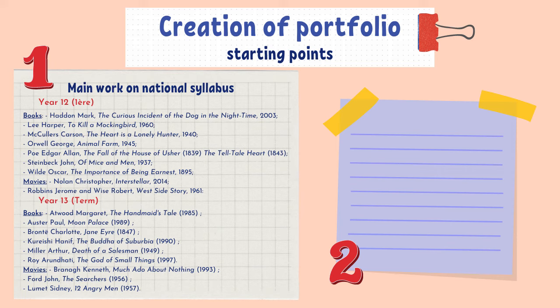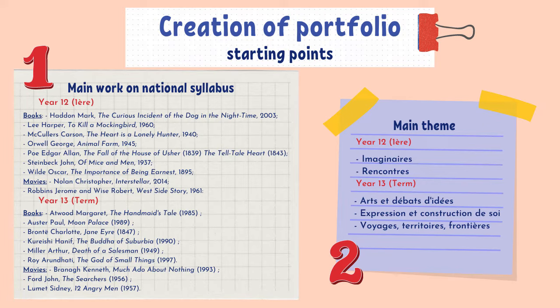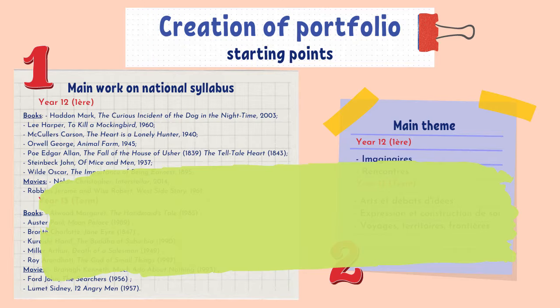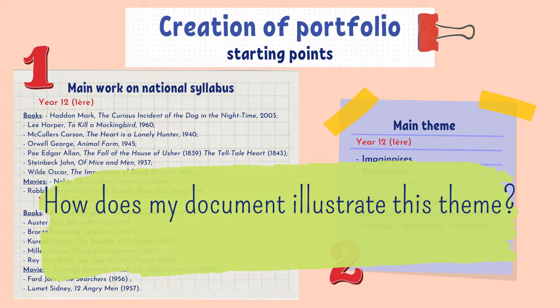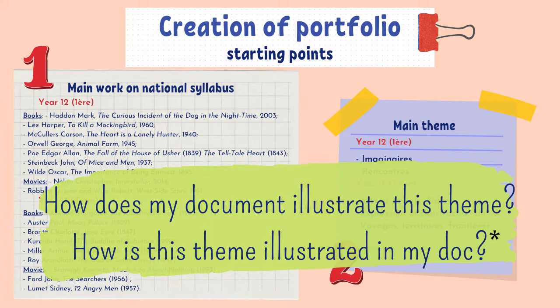The second option would be to start with the theme. As you know, you have 2 themes in première and you have 3 in terminale, and you have to present 1 theme during your portfolio. So you can have a look at the themes, see if there's one which you like more than the others, or one which you know more about, etc. Just start with the book or start with the theme. Once you have one or the other, the question you need to ask yourself is, how does my document illustrate this theme? Or how is this theme illustrated in my document?